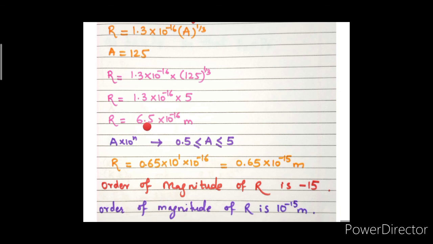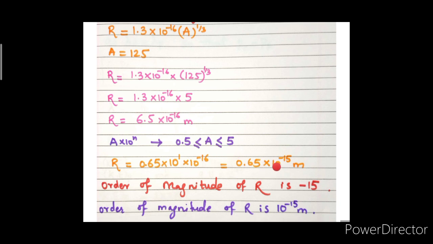So, that is why here we have to shift the decimal point, and as we are shifting the decimal point, 10 raised to 1 will come in the multiplication there. So, 6.5 is nothing but 0.65 into 10 raised to 1 into 10 raised to minus 16, which we are writing as it is. When we are solving it, we are getting 0.65 into 10 raised to minus 15 meter. Now, this 0.65, which is the number a, comes in the range between 0.5 to 5.